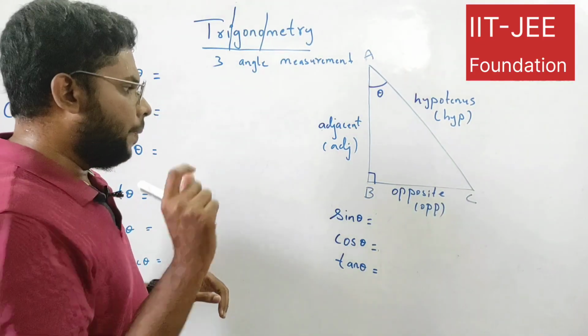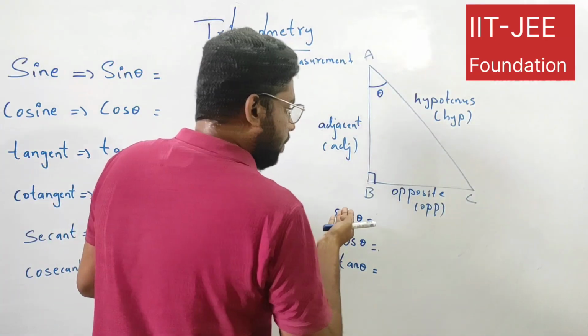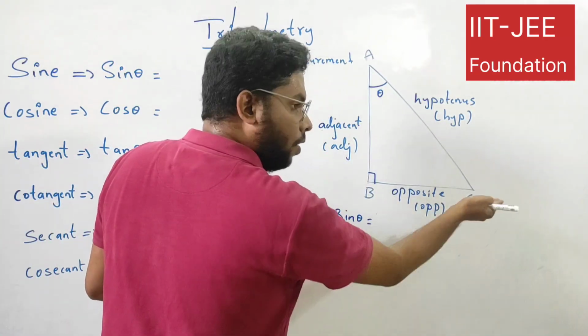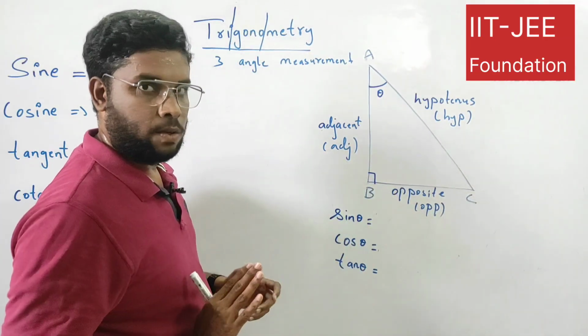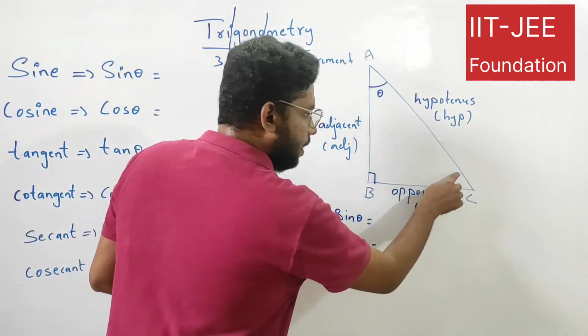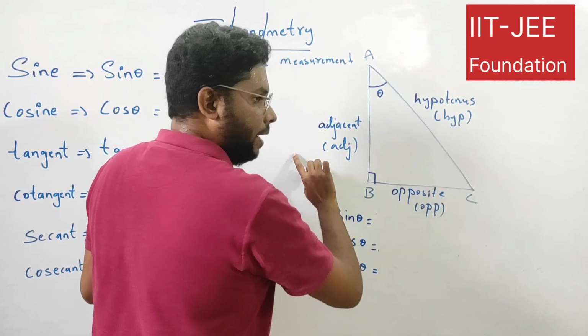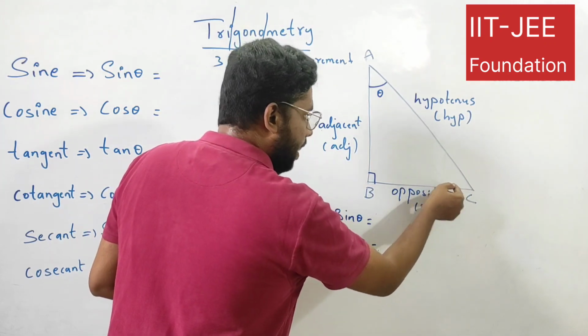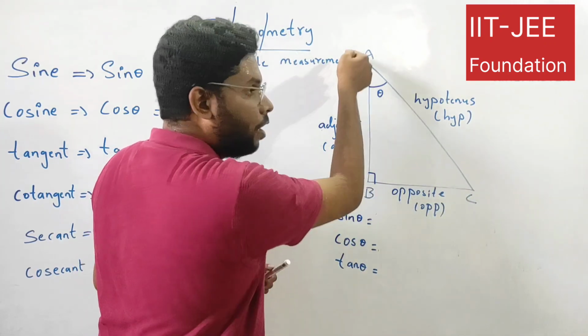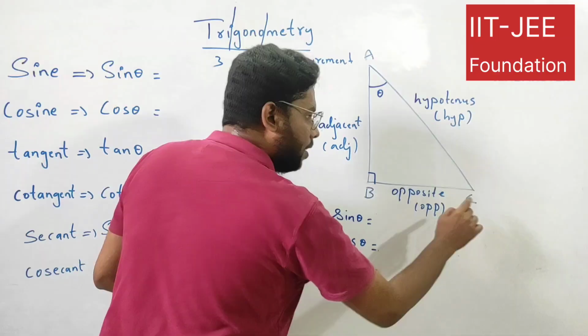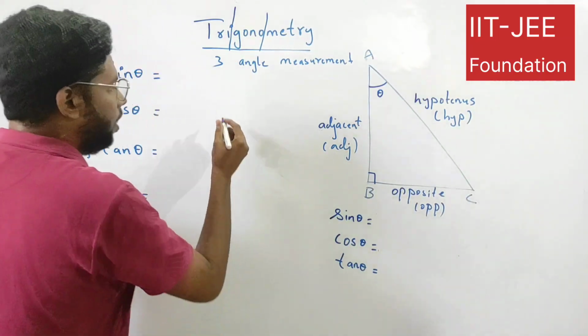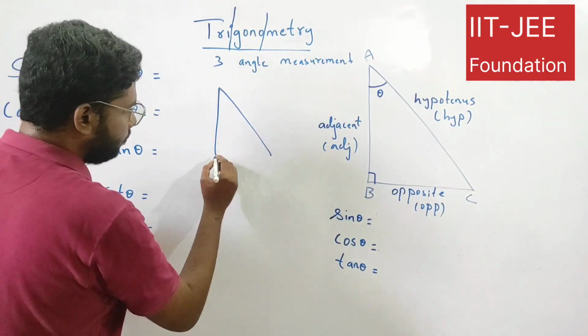Okay, now many students will get confused here. We always consider BC to be opposite. It is not like that. Okay, for example, if I consider the angle at C, which is the opposite side? The side opposite to the angle. If I consider angle at C, AB will become what? Opposite side, and BC will become what? Adjacent side. Okay, what I'm talking about, same triangle.